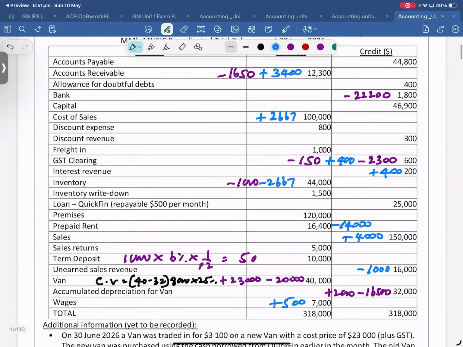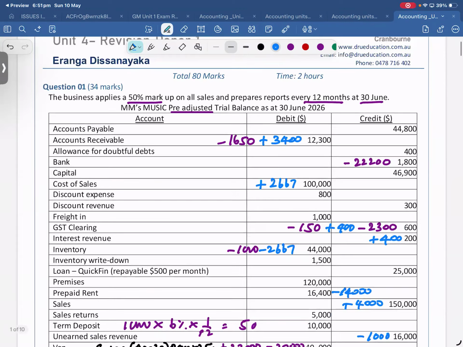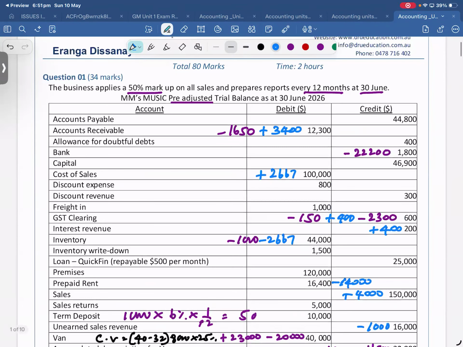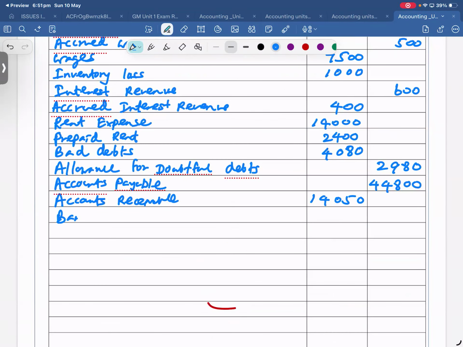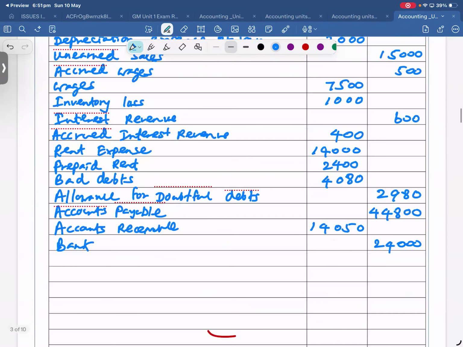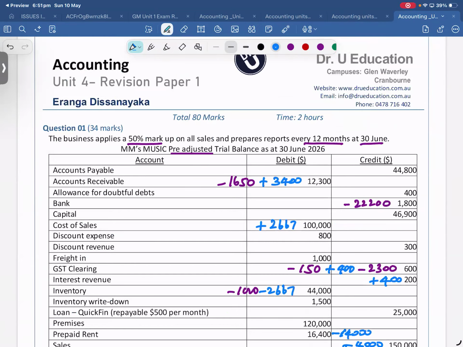Allowance for doubtful debt done. Bank will be 24,000, which is overdraft. We write bank overdraft in the balance sheet only. Okay, capital, same, 46,900.